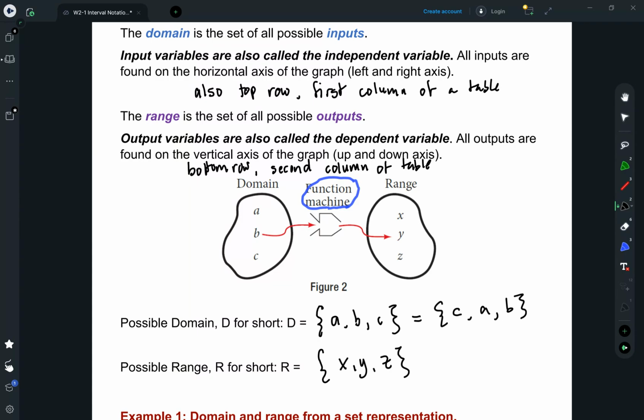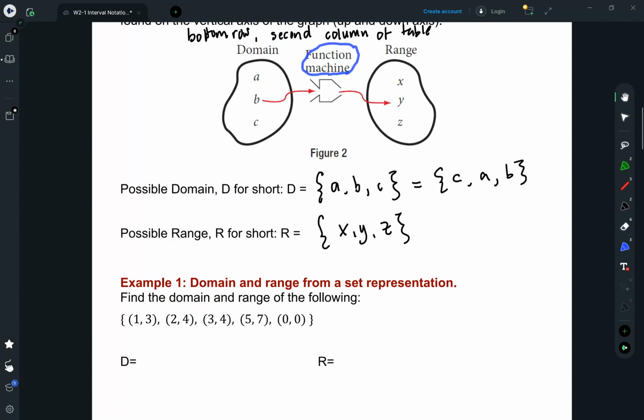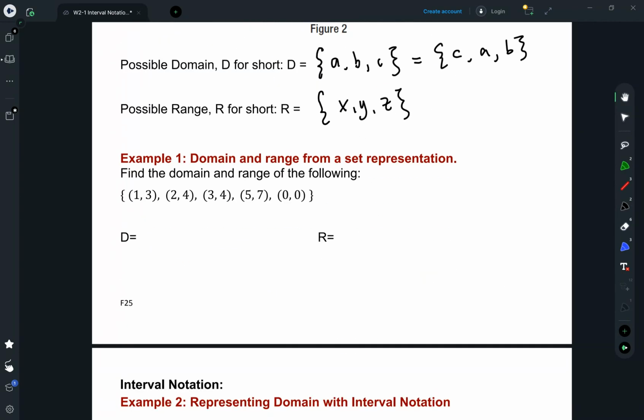All right, so let's look at an example of this as well. There we go. Okay, so if we have, again, a set representation of a function, here is our set of values. This means it takes 1 to 3, and it's just like if you're graphing, you graph the point x equals 1, y equals 3. It takes the input of 2 to the output of 4, etc.